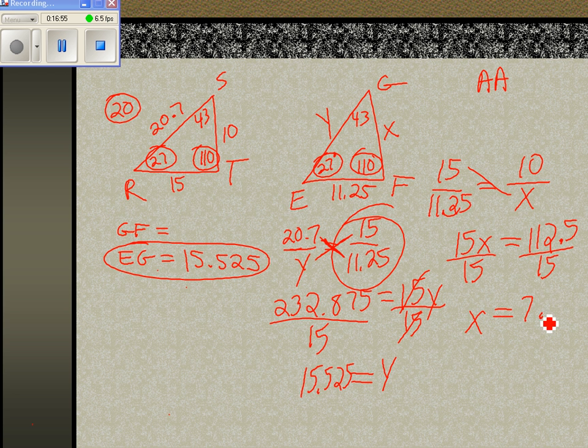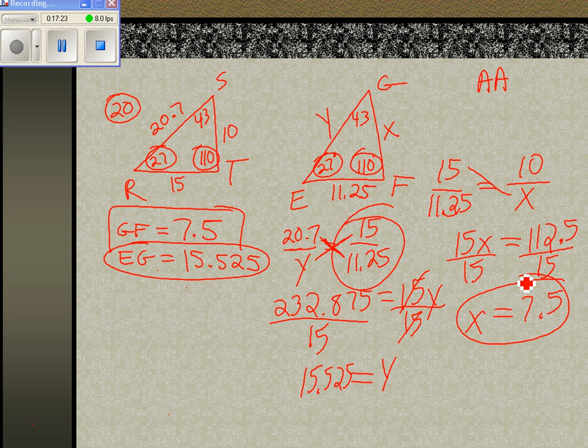7.5. And that's x, that's GF, that was part of our answer. That's one of the things they wanted us to find. 7.5. Sometimes, if it was x plus 3, you'd have to plug back in there and add on the 3 or whatever to find it. So we got this, we got this. I think they asked us to find x also, which is that.